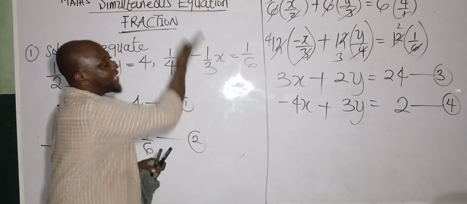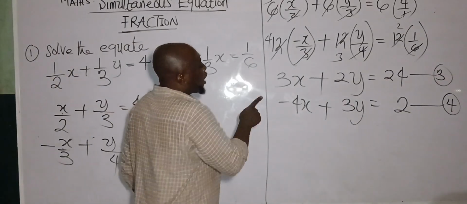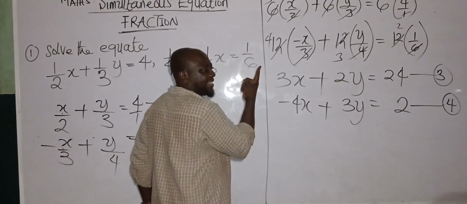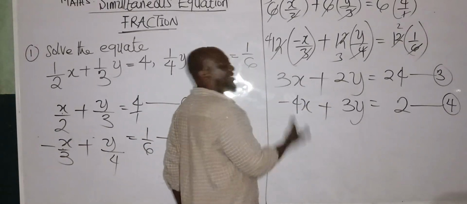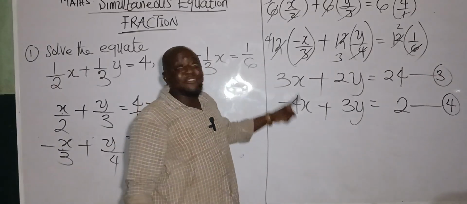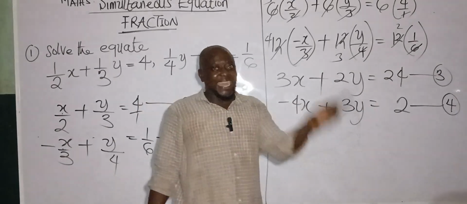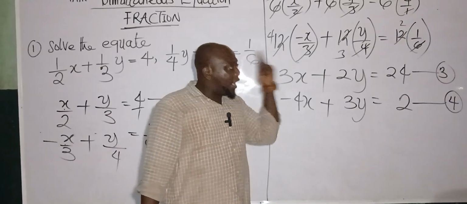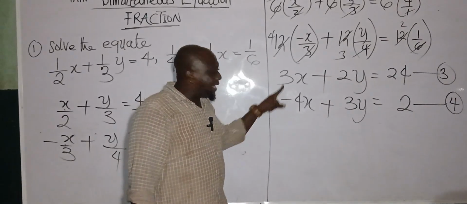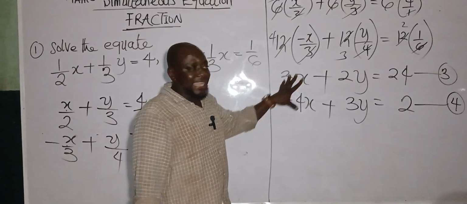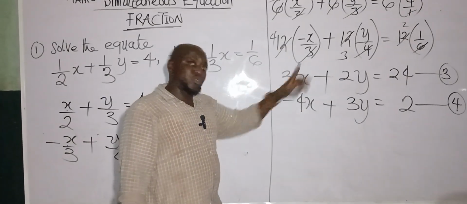So it's very simple. Now from here, what do we do? Observe that the coefficients of x here are different, and the coefficients of y here are also different. What is our aim? Our aim is to make sure that one of the coefficients, either for x or for y, are the same, because if they are not the same, we cannot eliminate it. Now, because I have minus here, I don't need to stress myself. I will just take 4 and 3, the coefficients of x, to do that.